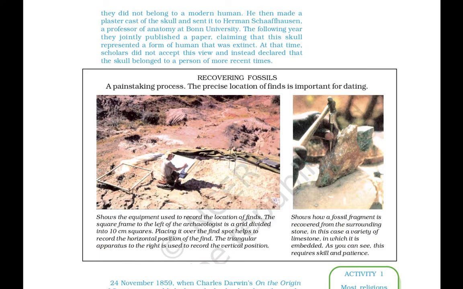He then made a plaster cast of the skull and sent it to Hermann Schaaffhausen, a professor of anatomy at Bonn University. The following year, they jointly published a paper claiming that this skull represented a form of human that was extinct. At that time, scholars didn't accept this view and instead declared that the skull belonged to a person of more recent times.